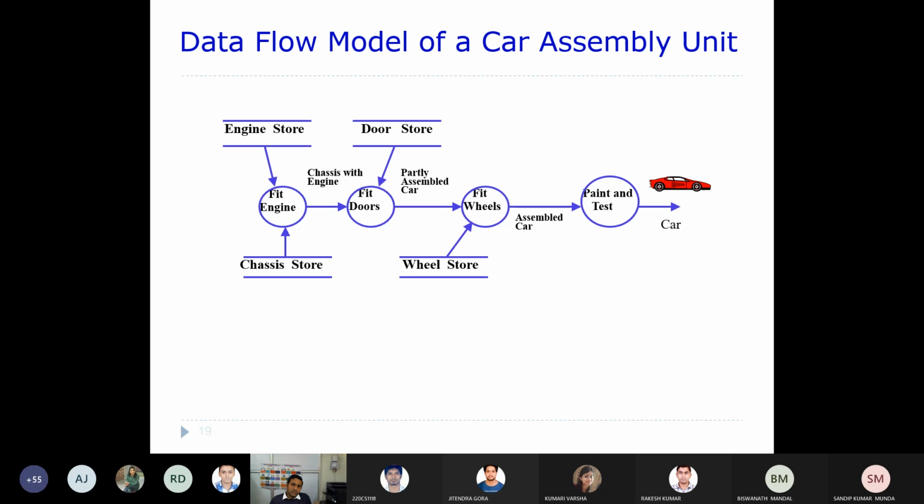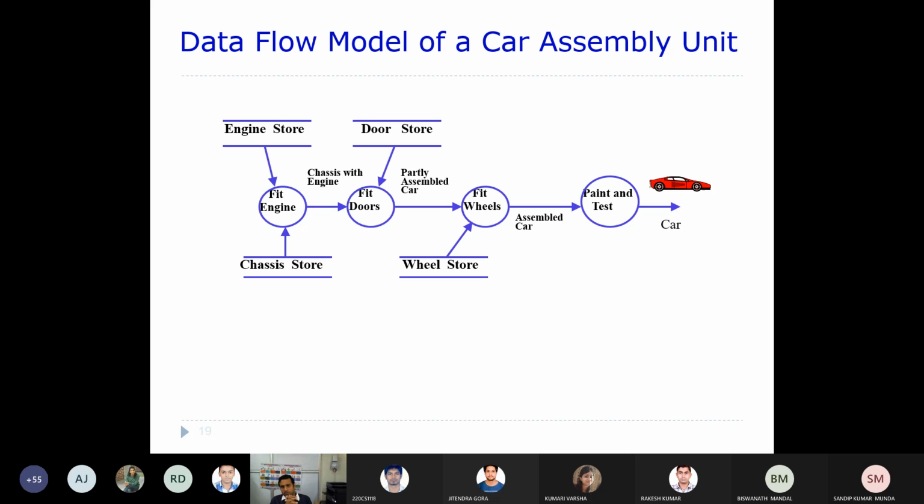The next processing function is fitting the wheels. You need to take wheels from the wheel store, right? After taking the wheels and the partly assembled car, these two things are input to this processing function. Now what you get is an assembled car, right? Once you have the assembled car, that is input to the other processing function.